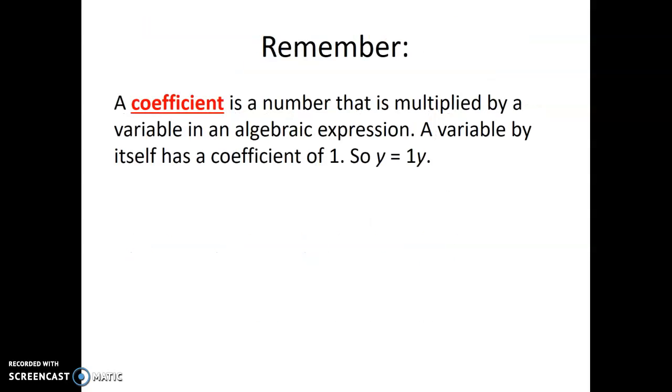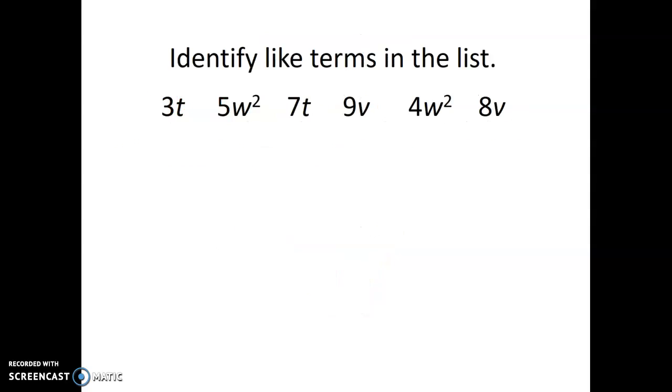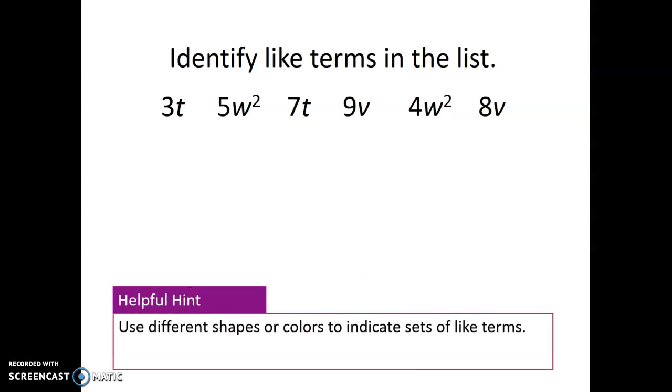Remember the word coefficient. Coefficient is the number that's multiplied by an algebraic expression. So a variable itself has a coefficient of 1. So if it's just x, we know that there's that imaginary 1 in front of it. But looking here, we have 7x. 7 is our coefficient, x is our variable. And like terms are terms that have the same variable raised to the same power. It's helpful when identifying them to use different shapes or colors to indicate like terms.